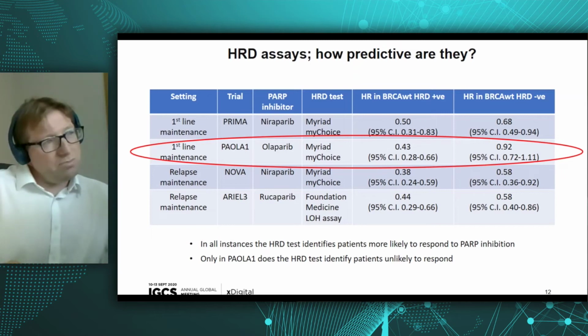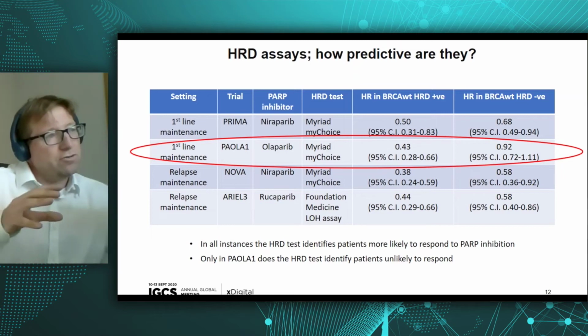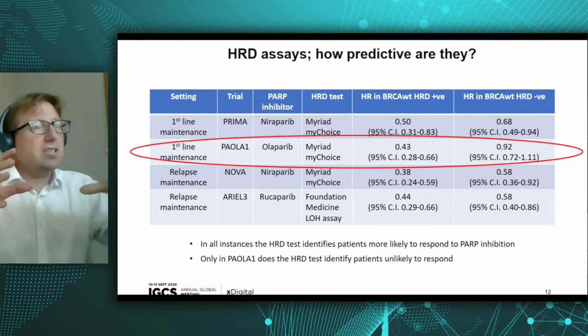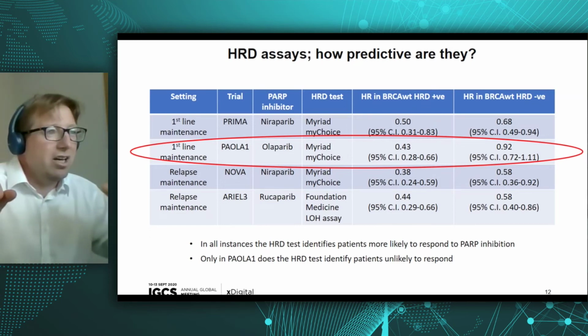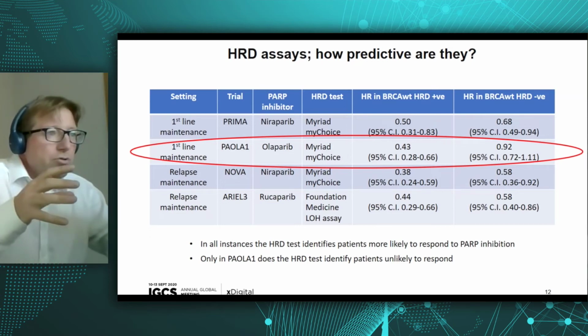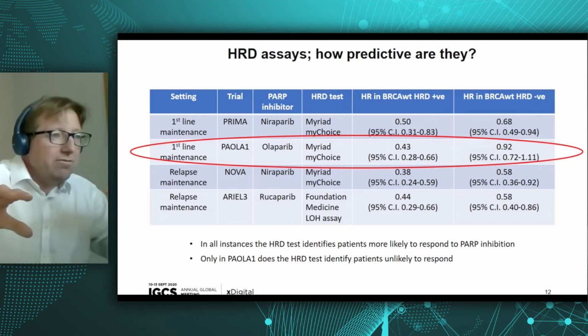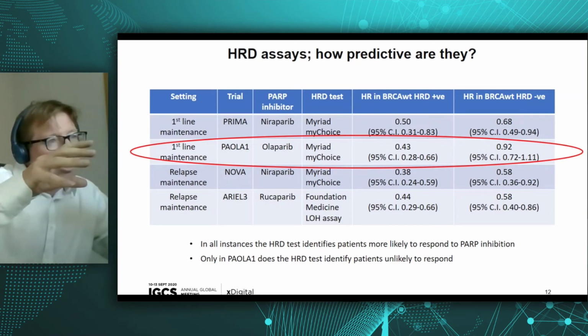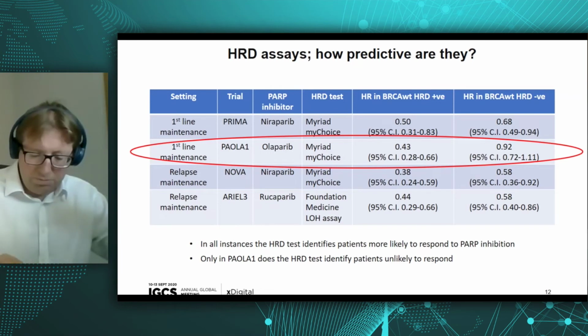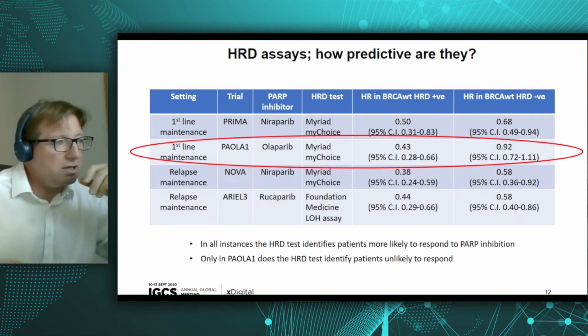So under those circumstances, when you've got clinical pre-selection, the HRD test has to work a lot harder in order to pull out those patients that don't benefit, or exclude those patients that don't benefit, whereas probably in PAOLA-1 it's a bit more of an unselected population, so it doesn't have to work so hard.